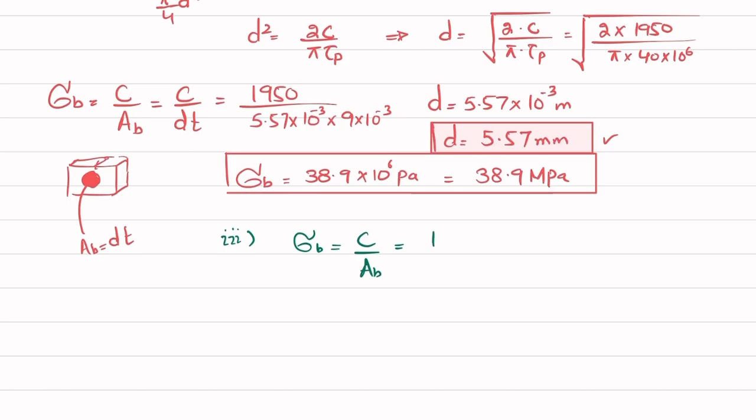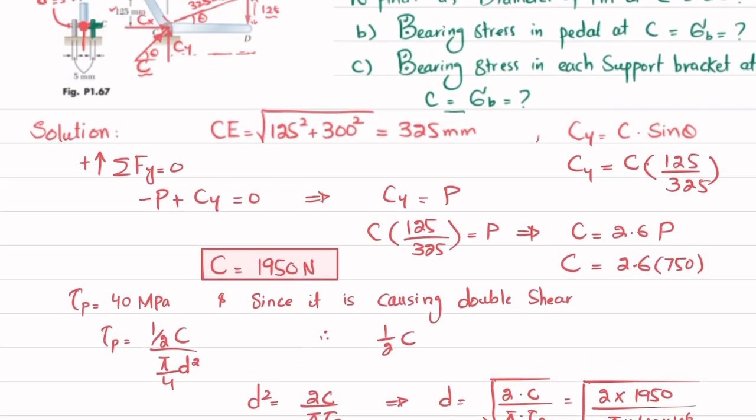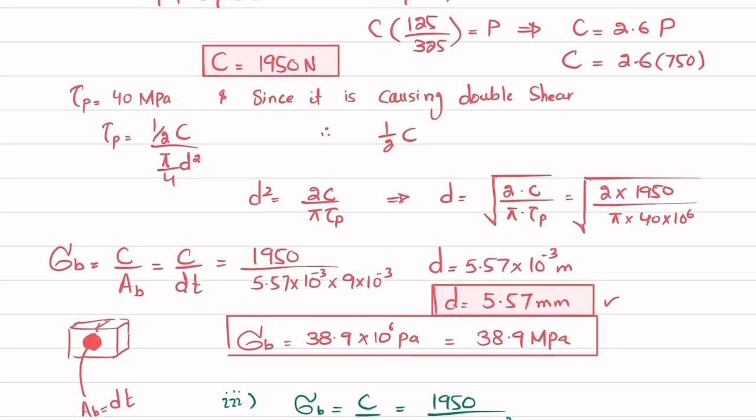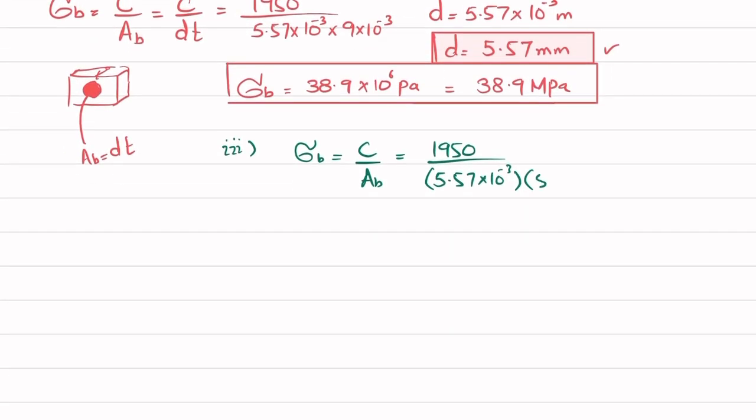So C is 1950 into diameter of pin is 5.57 into 10 raised to power minus 3. And what about thickness of this bracket? So you can see the thickness of this bracket is 5 millimeter each. So you have to put 5 into 10 raised to power minus 3.